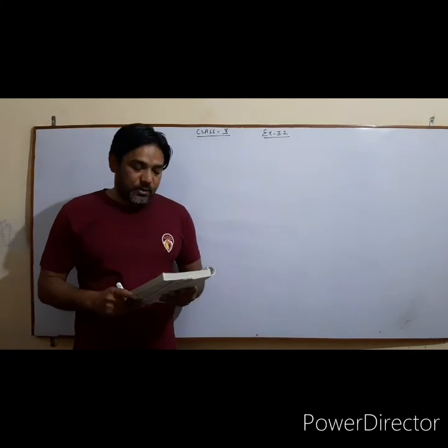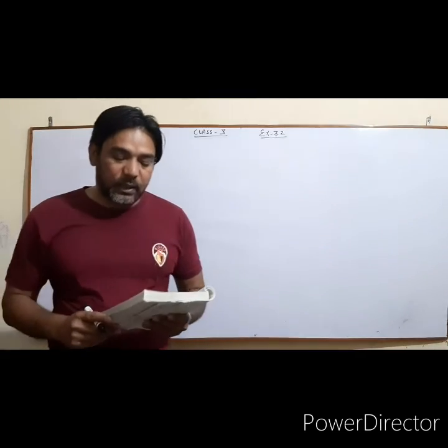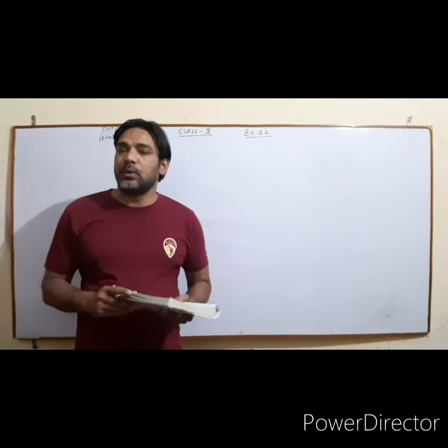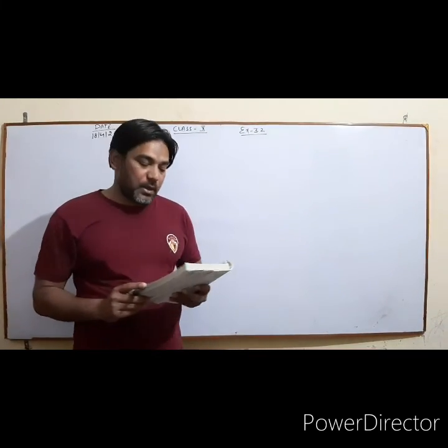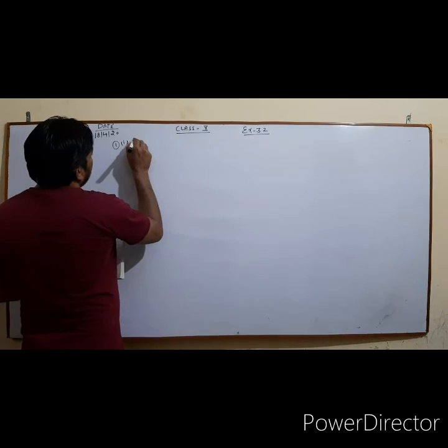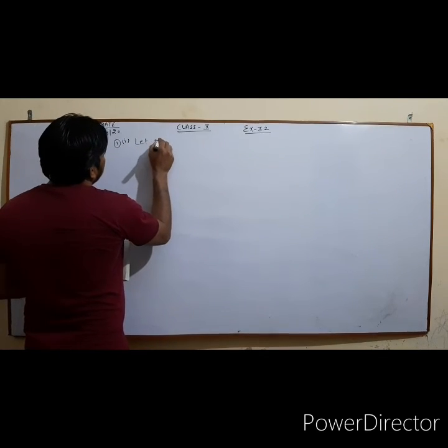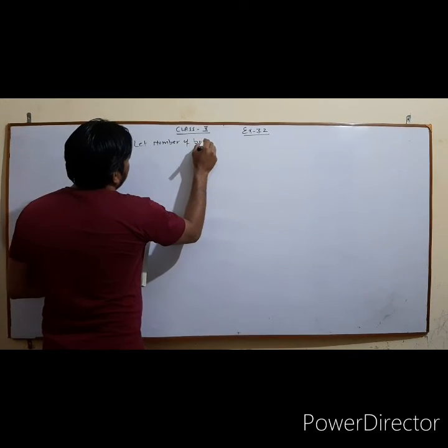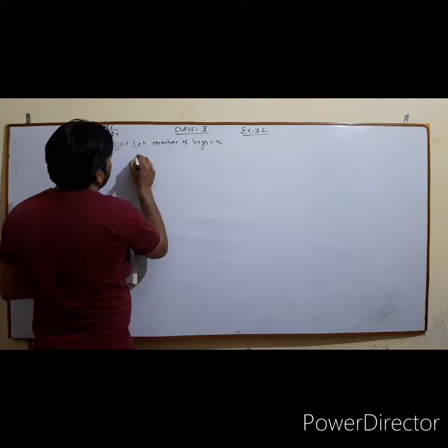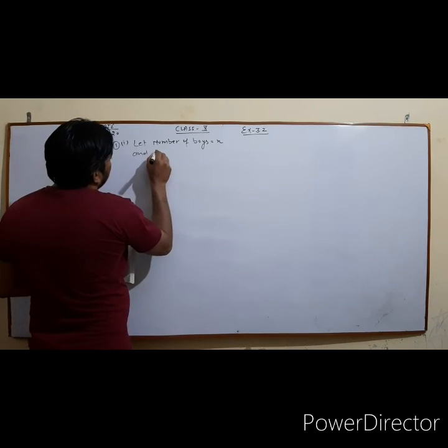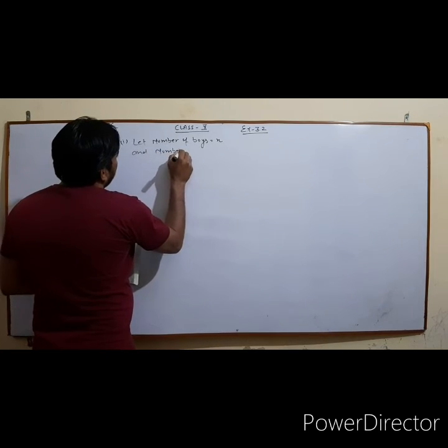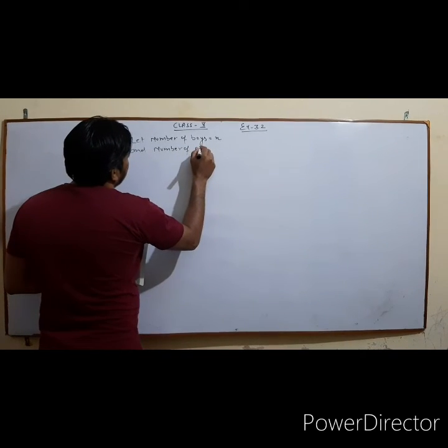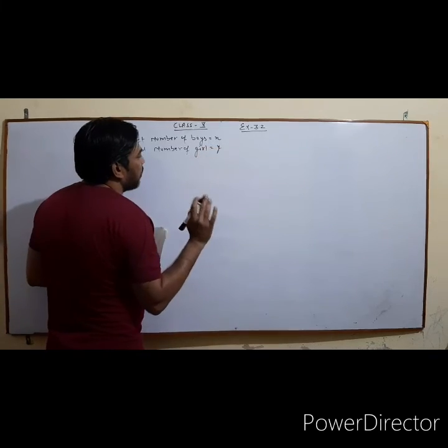In this question, 10 students of class 10th took part in a mathematics quiz. So in a class we have two kinds of students, one is girls and the second is boys. So first we have taken, let the number of boys be equal to x and the number of girls be equal to y.